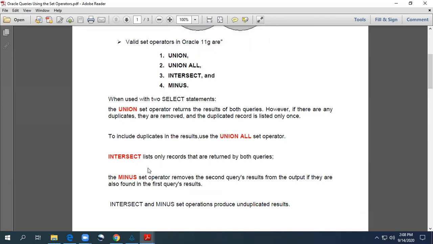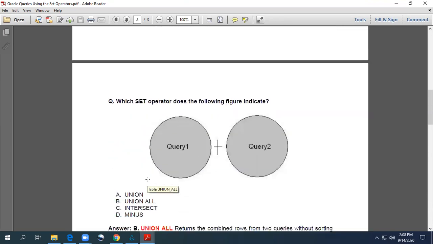You know the use of the INTERSECT operator. The INTERSECT operator is the same here also. INTERSECT lists only the records that are returned by both the queries, those that are common in both the queries. I will explain that with an example in the next slides. And the MINUS operator removes the second query result from the output if it is also found in the first query result. You also know the use of the MINUS operator. Again, the use of this operator is the same as in other subjects. We will discuss how we can use these operators in select queries.